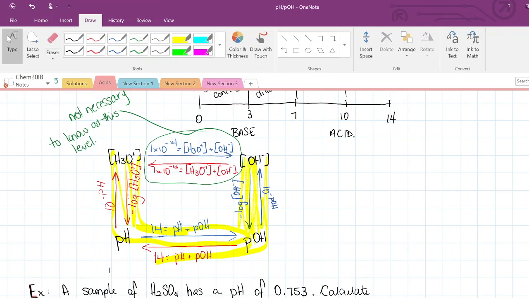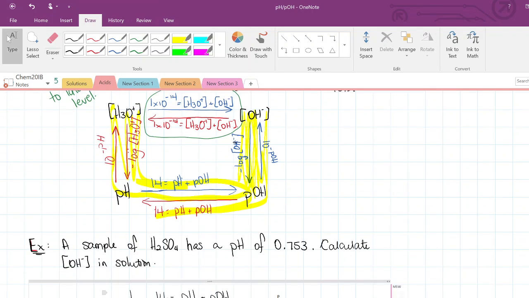If we want to go the reverse way, so we start with hydroxide ion concentration, we can solve for pOH using negative log of the hydroxide ion concentration. To get to the pH scale, we know that 14 is equal to pH plus pOH. And then to get to the concentration of the hydronium, we would use 10 to the negative pH. So that's your roadmap. Now I've got a bunch of examples for you guys that we're going to do right now.